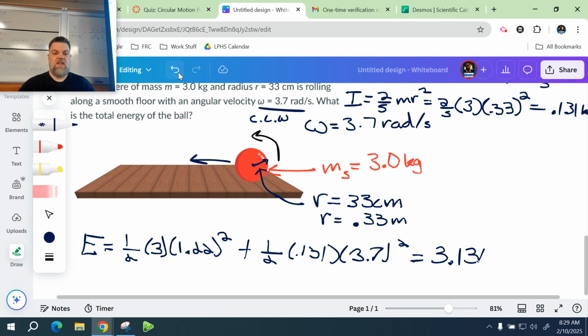Now that's a tough one because it combines almost basically everything that we've done up to this point, right? Any questions on that one?